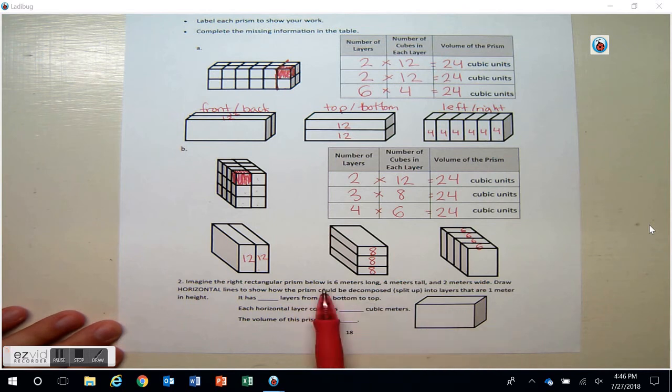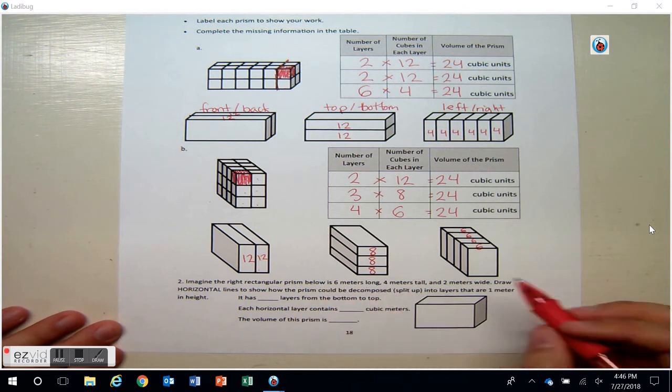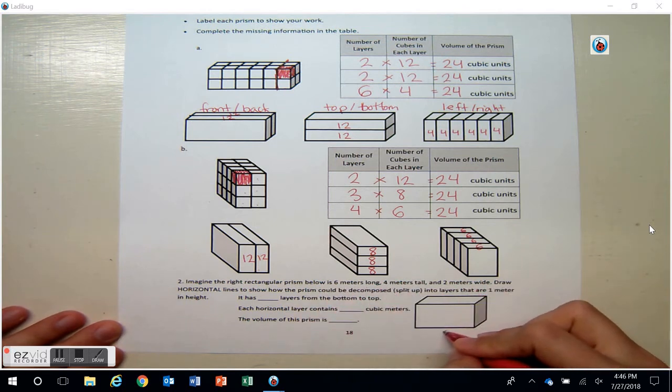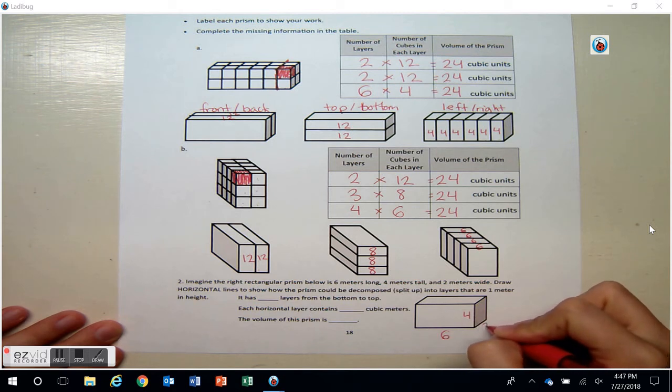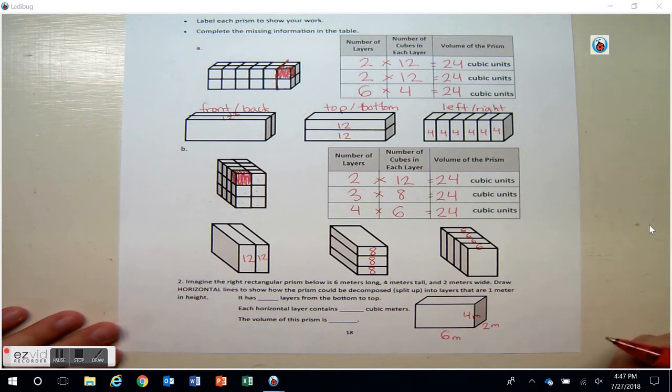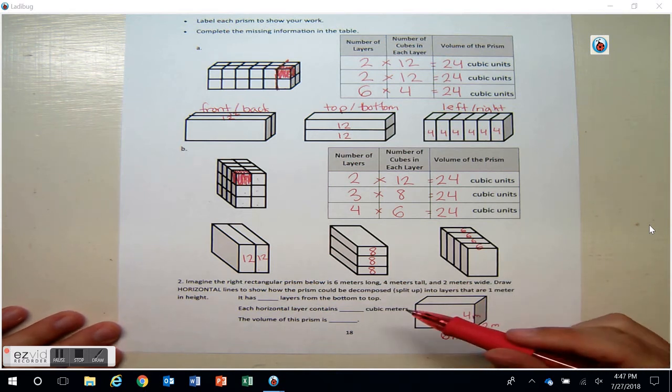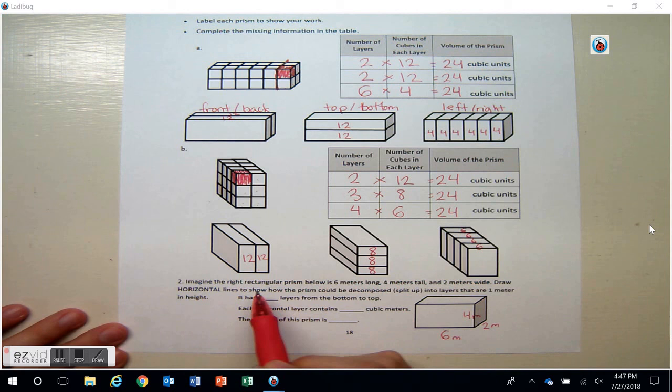Imagine the right rectangular prism below is 6 meters long, 4 meters tall, and 2 meters wide. Meters, meters, meters. Remember, labeling is very important. Draw horizontal lines, horizontal meaning this way, to show how the prism could be decomposed, split up, partitioned, all kinds of synonyms going on, into layers that are 1 meter in height.